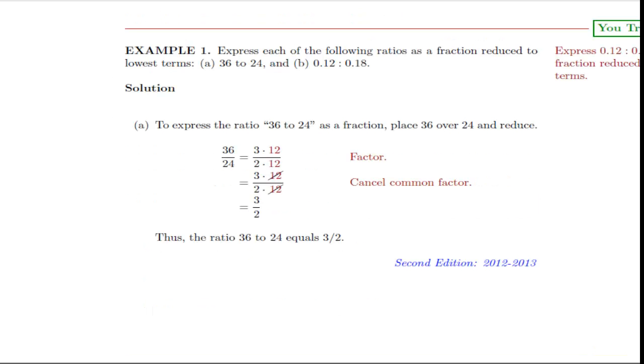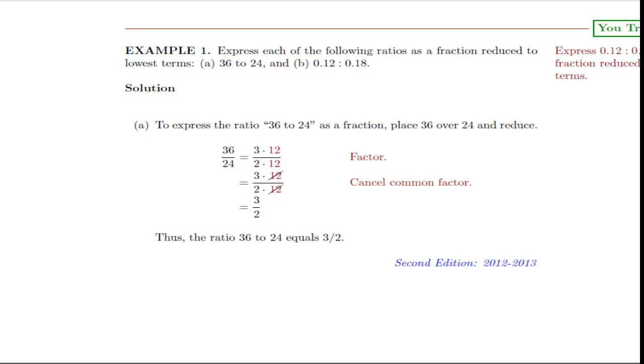Example 1. Express each of the following ratios as a fraction reduced to lowest terms. A. 36 to 24. To express the ratio as a fraction, place 36 over 24 and reduce. 36 factors into 3 times 12, and 24 factors into 2 times 12. The 12s cancel and we're left with 3 over 2. Thus the ratio of 36 to 24 equals 3 over 2.